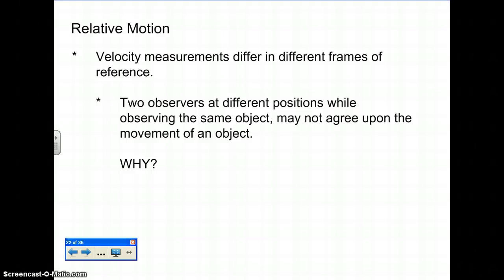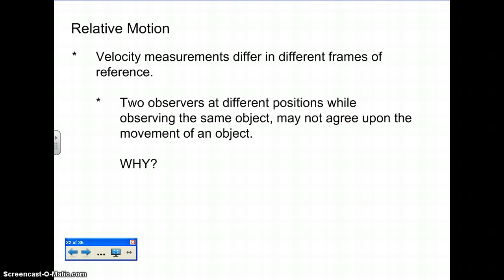This is part 5 of your topic 2 kinematic 2D motion notes. In this section we're going to talk about relative motion, and with relative motion we're looking at velocity measurements that are going to differ in different frames of reference.